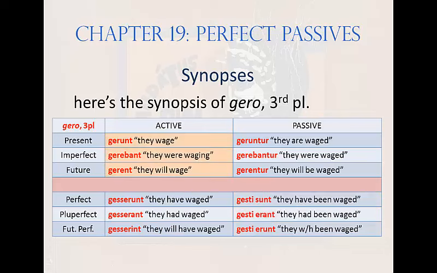Meaning, they wage, they were waging, they will wage. In the passive, they are waged, they were waged, they will be waged. In the perfect active, they have waged, they had waged, they will have waged. And the perfect passive, they have been waged, they had been waged, they will have been waged.